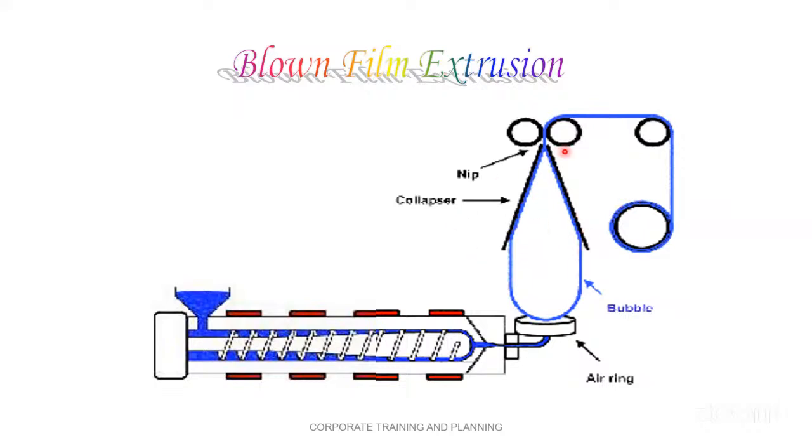Now here, the collapsible frame will give the actual shape to this bubble, and it gets collapsed here because it is called a collapsible. Here the film gets collapsed, and you will get a two-ply film after folding at the nip roll, right? It's a nip roll. The height also varies as per your production, as per your bubble, as per your material.